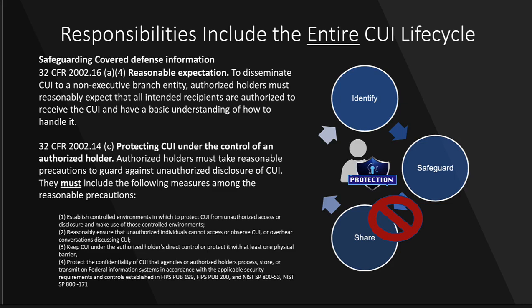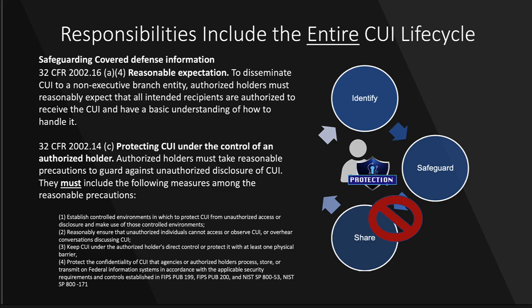And so that requirement underneath 32 CFR 2002.16 establishes something called reasonable expectation. And I, as an authorized holder, have to have a reasonable expectation that all of the intended recipients are authorized to receive CUI and have a basic understanding on how to handle it. And also, my responsibilities underneath 32 CFR 2002.14(c), I have to protect CUI underneath my control. And that means, as an authorized holder, or as our organization being an authorized holder, that we have to take reasonable precautions in order to guard against the unauthorized disclosure of CUI. And the 32 CFR 2002 defines what those reasonable precautions are.